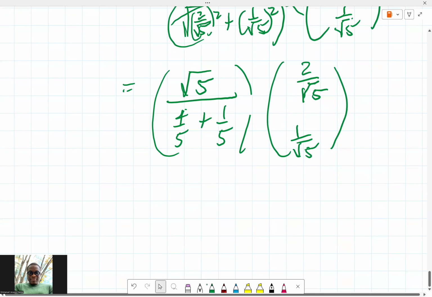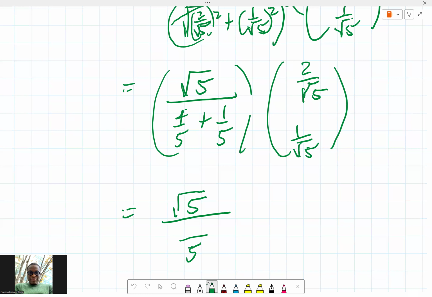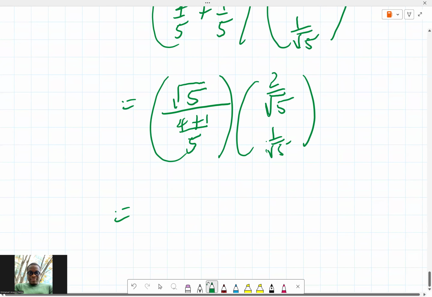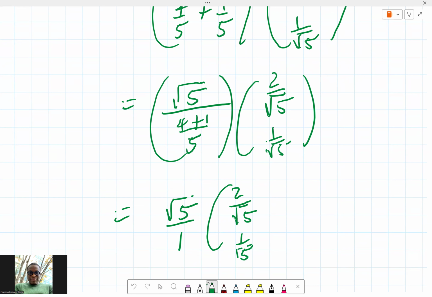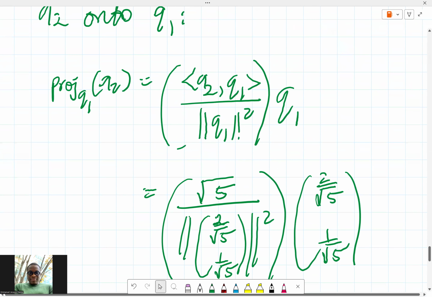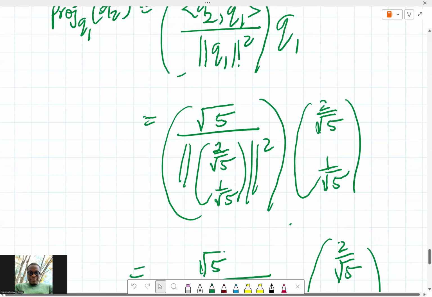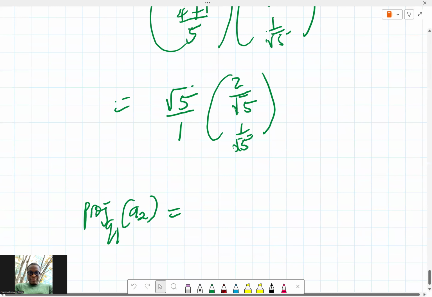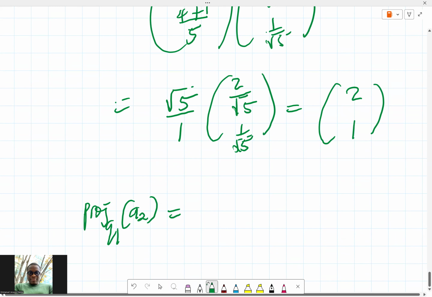So that is equal to root 5 all over, the LCM of everything under there is 5. So that's 4 plus 1 multiplied by 2 over root 5, 1 over root 5. So that is equal to root 5 all over 1 into 2 over root 5, 1 over root 5. So the projection, we are still talking about the projection of A2 onto Q1. So we can finalize now and say the projection of A2 onto Q1 is equal to, if you look at this, basically 2, 1 in short, because root 5 cancels out in each case. So that projection is 2, 1.